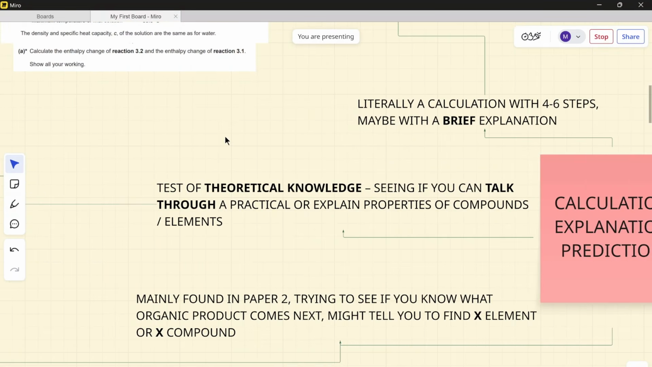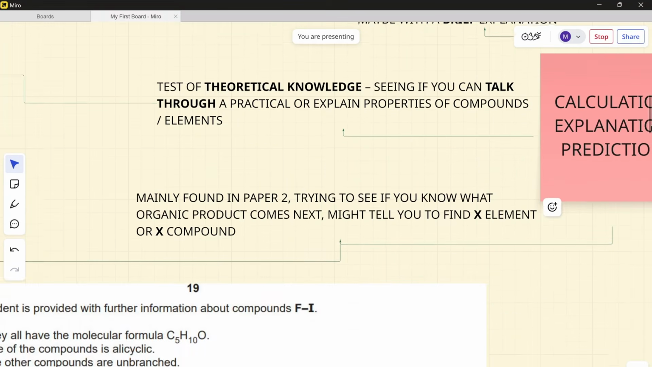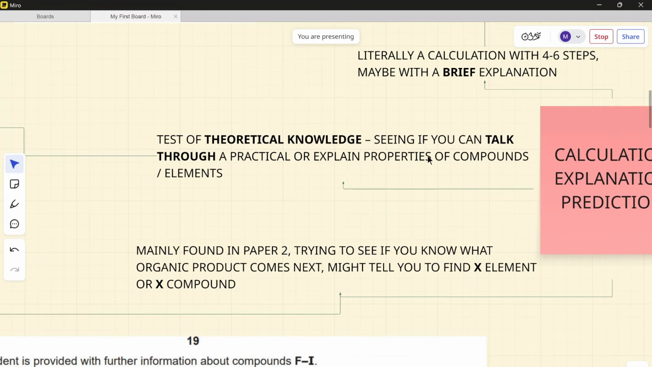An explanation kind of question is a test of theoretical knowledge. So seeing if you can talk about practicals, properties of compounds, is basically just a whole bunch of writing. And a prediction kind of question sounds similar to an explanation, but think of it more as the child of calculation and explanation. So they're mainly found in paper 2 and paper 3, and they're trying to see if you know what organic compound comes next, or whether or not you're able to use your knowledge in order to find a compound or find an element within that question, right?